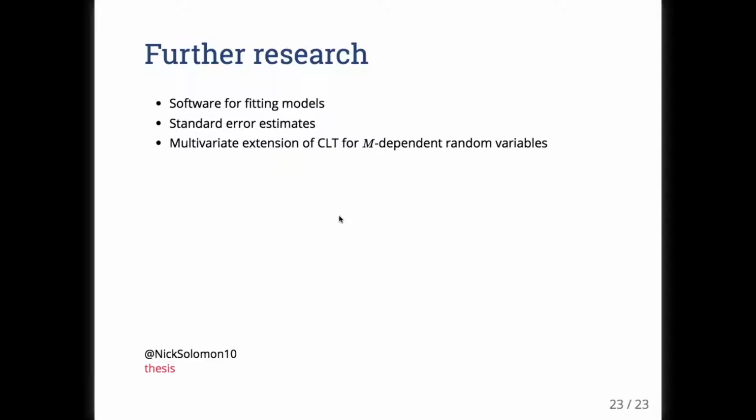And so the third class of statistic is only allowed to be a statistic of one attribute because there is currently no multivariate extension of the central limit theorem for M-dependent random variables that I was able to find. So if someone were able to prove that, that would generalize my results even further. And that is all I've got.